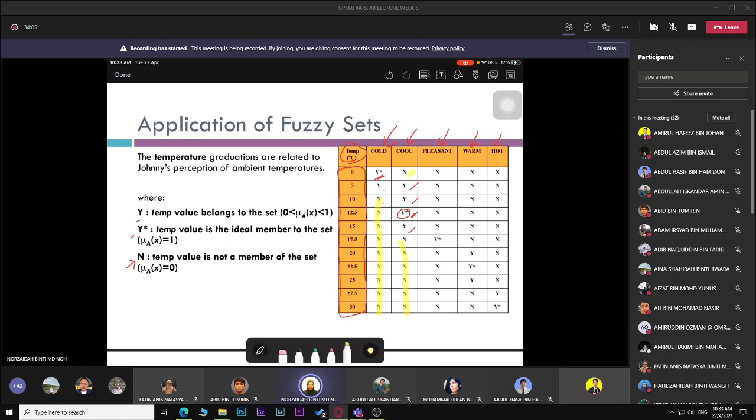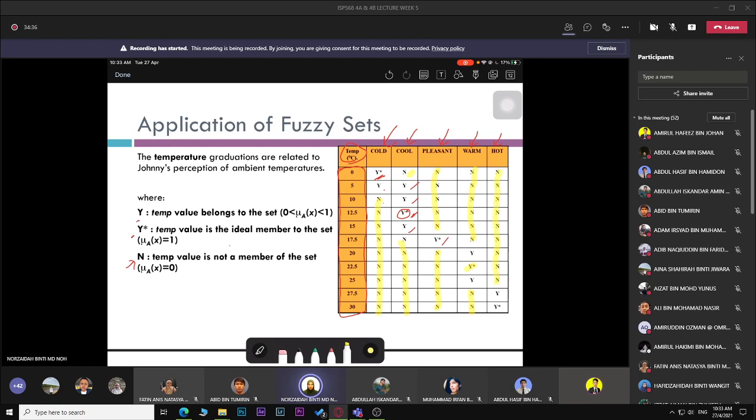Okay, and then the same goes here on pleasant. Yang pleasant dia kata dia suka set tu yang definitely je, dia kata yang lain tu dia kata tak berapa setuju. Kalau 15 tu dia dah tak pleasant dah, dia cool dia kata. Alright, and then warm, dia identify warm dekat 22.5. Okay, yang lain semua ni dia not kan. And then hot bila dia 30 degree.